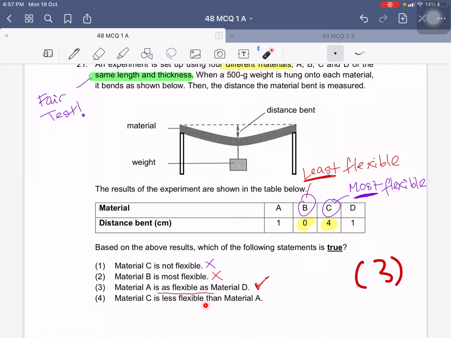Okay, number 4. Material C is less flexible than A. That's not true because it's actually the most flexible. So answer will be number 3. All right.